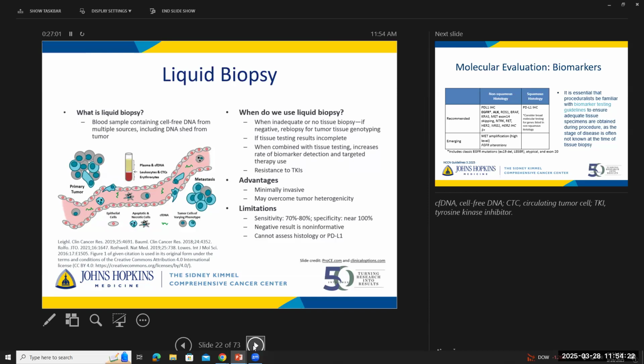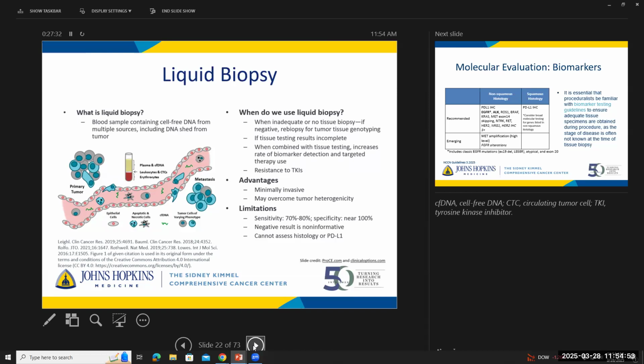Some of the issues with it, though, is that it doesn't have 100% sensitivity. So just because we don't find valuable information in the DNA from the liquid biopsy doesn't mean that there's not that particular mutation or biomarker of interest in the actual tumor. So if you find something in the liquid biopsy, you can trust it. So there's near 100% specificity, but it's not 100% sensitive.